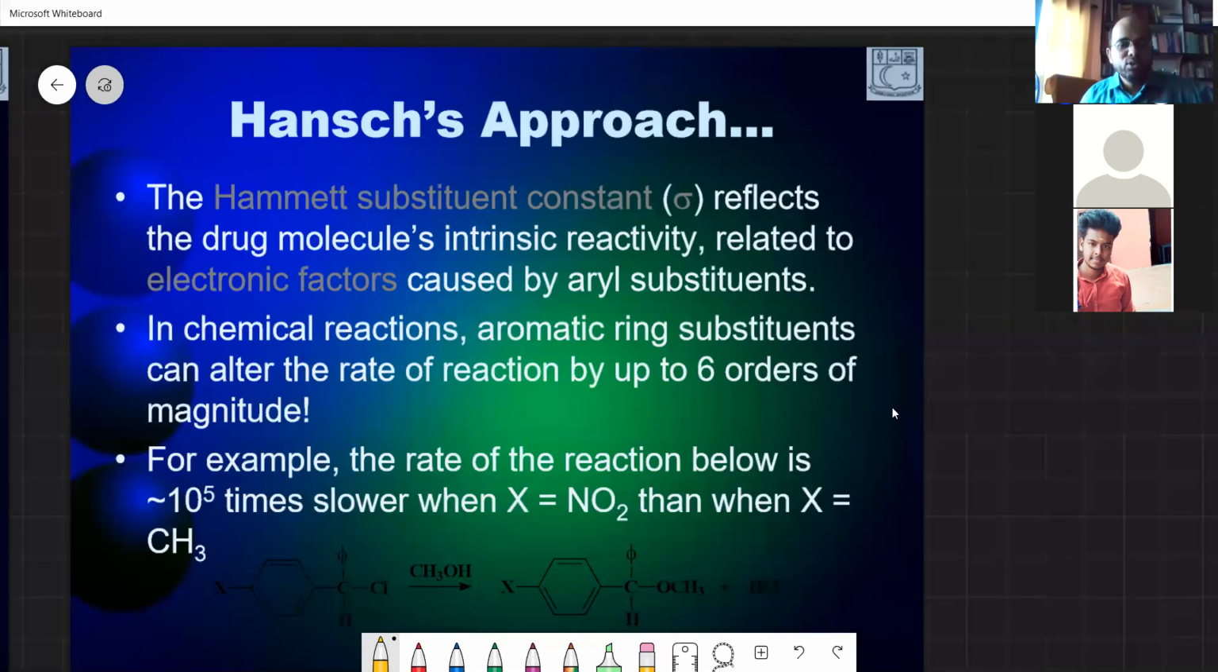In the Hansch approach, the Hammett substitution constant reflects intrinsic activity and electronic factors caused by aryl substituents. In chemical reactions, aromatic ring substituents can alter the rate of the reaction by up to 6 orders of magnitude. For example, the rate of the reaction below is 10 to the power 5 times slower when X equals NO2 than when X equals CH3.